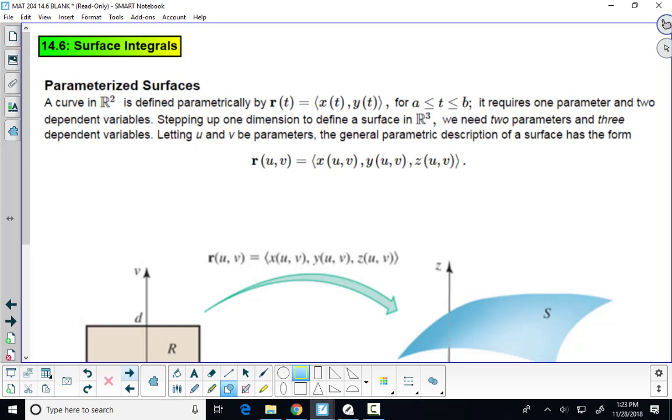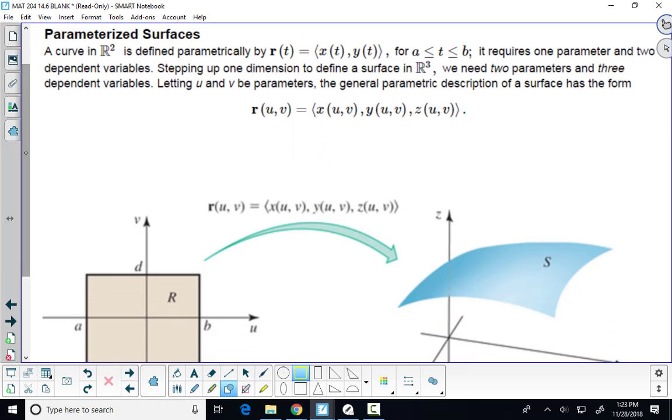If we integrate along a curve, the domain is 1-dimensional. We just have a t. If we're on a surface, our domain is 2-dimensional. So we're going to have a u and a v. All right, so let's first talk about how we parameterize surfaces.